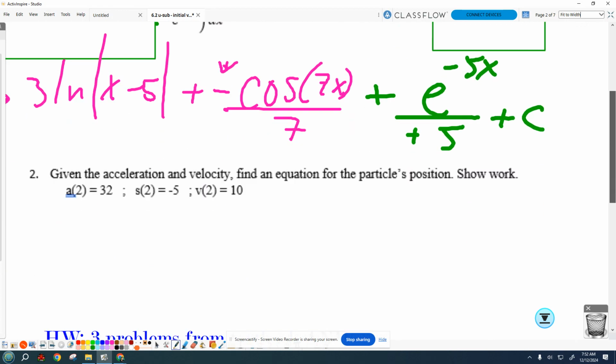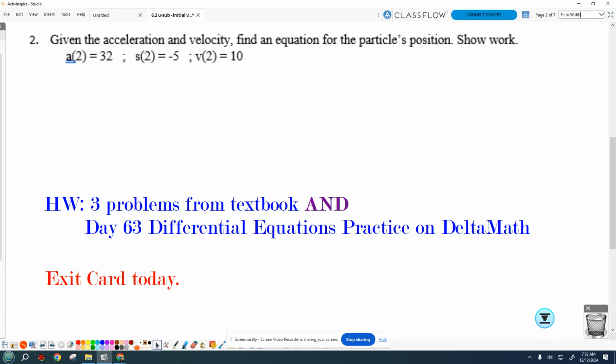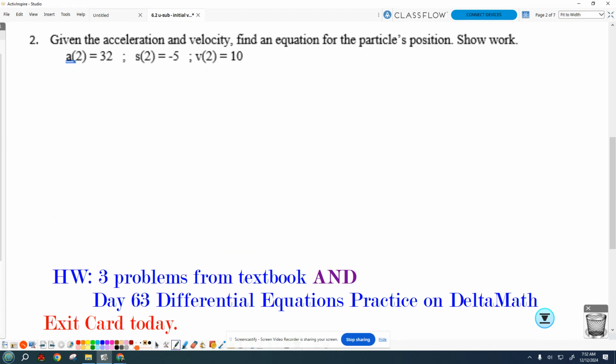And I just want to make sure we didn't go over this super well on the homework. I just showed you the process. Just want to make sure we actually do one of these. So acceleration is 32 feet per second squared. How do I get velocity? Well, integrating acceleration.